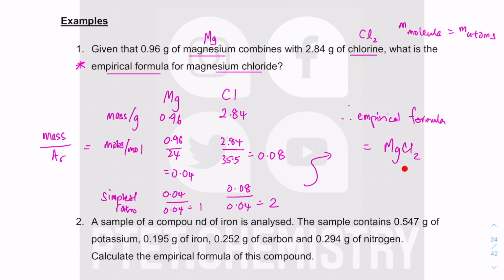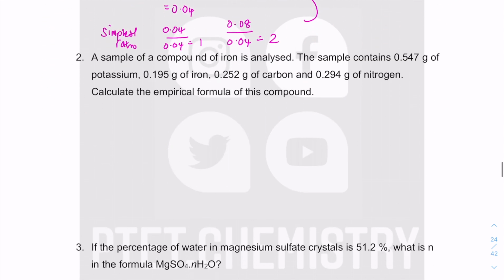So it doesn't need to be one single molecule, because this is obviously a giant ionic structure which does not exist as a single molecule, and it does not matter because it's empirical formula. Molecular formula is the one that exists as a single molecule, not empirical. On to question 2.